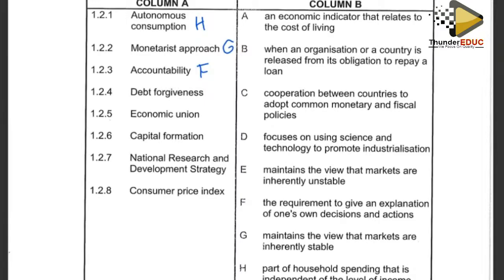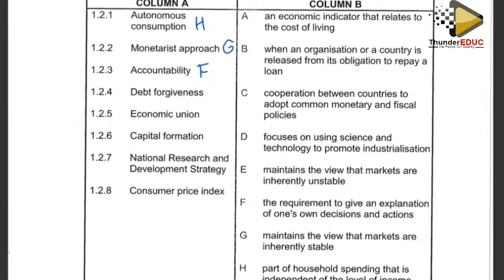So now, from the phrase debt forgiveness, this really means that a country or an organization is released from its obligation to repay a loan. So now remember, grade 12s, as I said earlier, that whenever you are faced with this type of questions, you should always make sure that you go through each and every option given in column B, or you go under each and every description given. So now, if we check, the appropriate answer for 1.2.4 is going to be B.